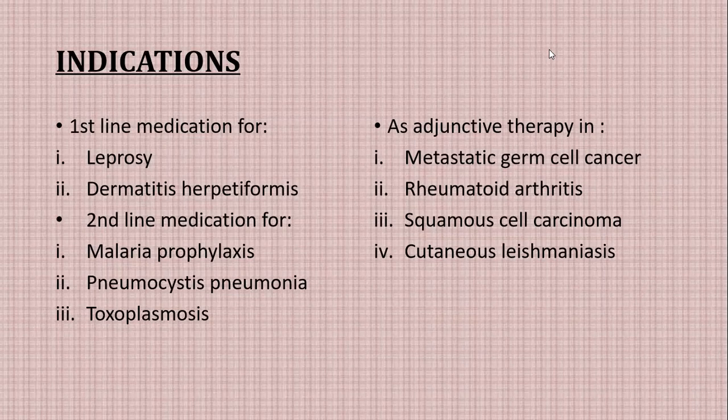Besides this, it is a secondary medication for malaria prophylaxis, pneumocystis pneumonia, and toxoplasmosis, or it can also be used as adjunctive therapy in these conditions. Adjunctive therapy is the therapy which is given along with the main treatment in order to maximize the effectiveness of the drug. In these four conditions, metastatic germ cell cancer, rheumatoid arthritis, squamous cell carcinoma, and cutaneous leishmaniasis, we can also give dapsone to minimize the disease symptoms.